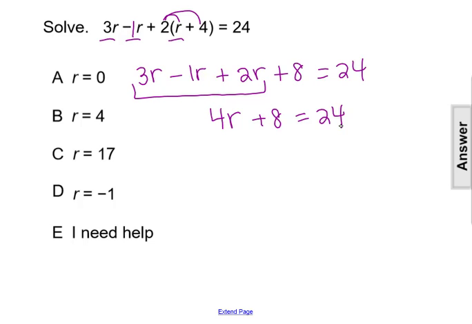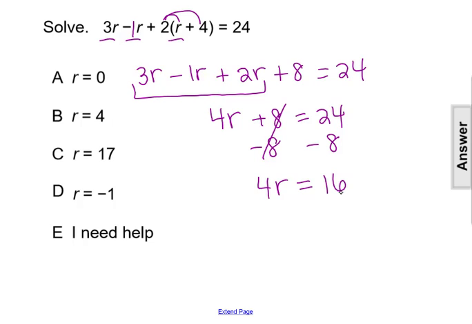Now that we have our left side of the equation simplified completely, we've distributed, we combined our like terms, we can now use our inverse operations to get that variable r by itself. So if the r is being multiplied by 4 and added by 8, first we'll undo adding 8 by subtracting 8. And if we do it on the left, we have to also do it on the right to keep the equation balanced. That will leave us with 4r equals 16.